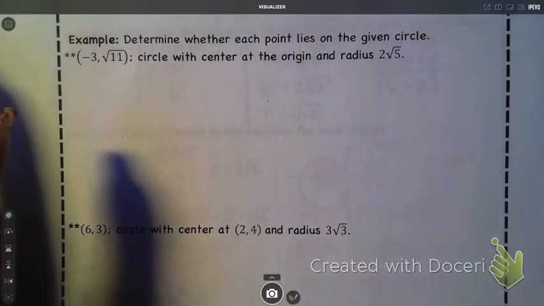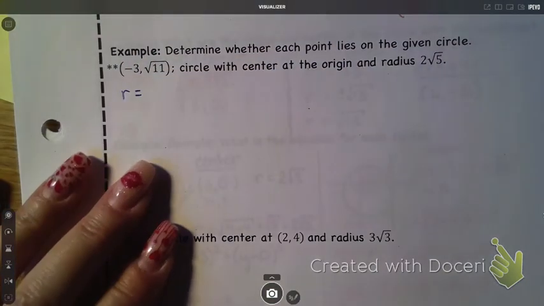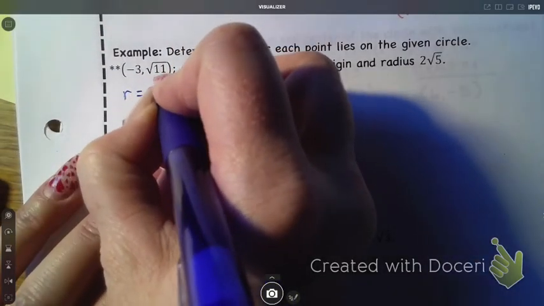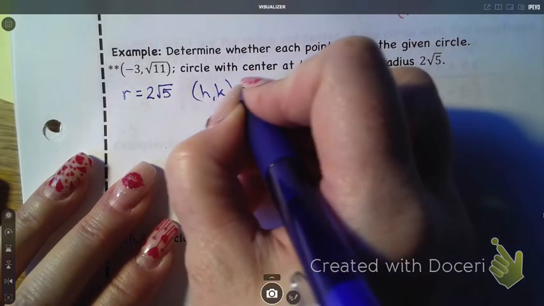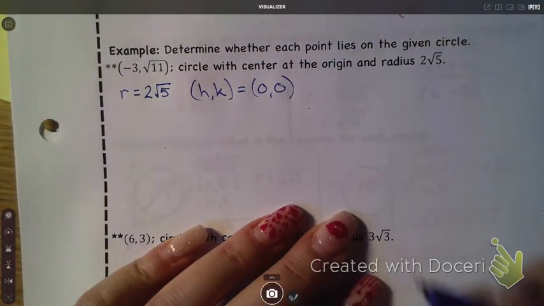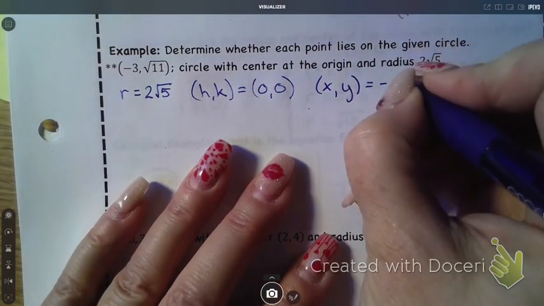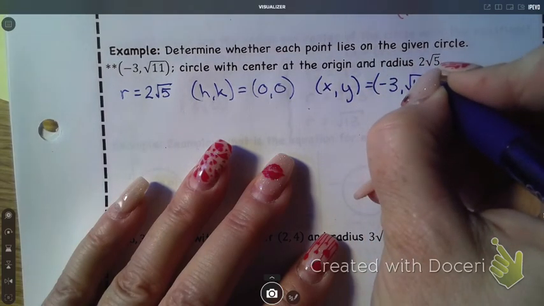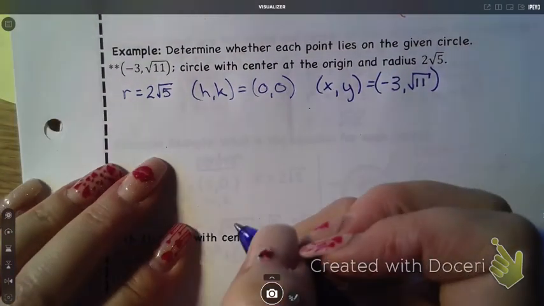So I'm just going to do this one a little bit differently. I'm just going to write down R. What's R? 2 square root of 5. Okay, so 2 square root of 5. I need H, comma, K. So what's that? 0, 0. See, I'm just writing it a little bit different this time. And then I need an X, comma, Y. So negative 3 square root of 11. And then I just do what with those? Plug them in. So somebody want to help me out?